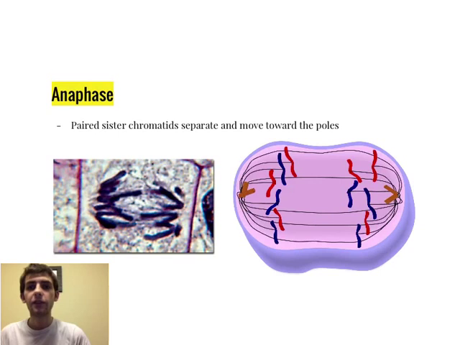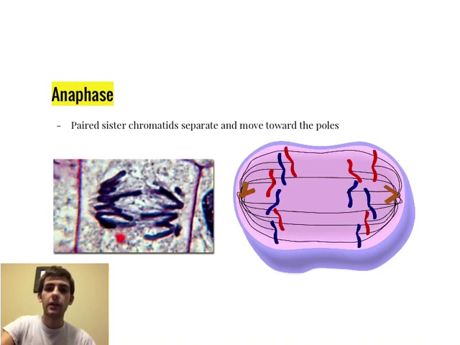Now we're moving into anaphase, so those sister chromatids are going to be moving away from the middle of the cell, to opposite ends of the pole. Again, schematic here and a microscopic image there.